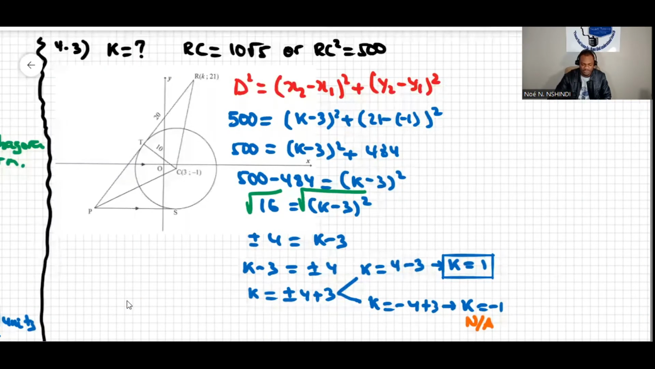What am I saying? Sorry, it was plus here. My apologies. Plus this, k is equal to 7. Yes, because positive 4 plus 3 was 7, and then negative 4 plus 3 is negative 1. So k equal to 7.